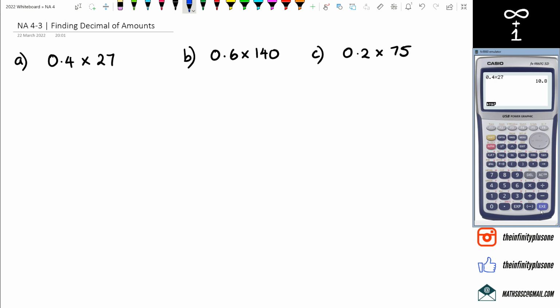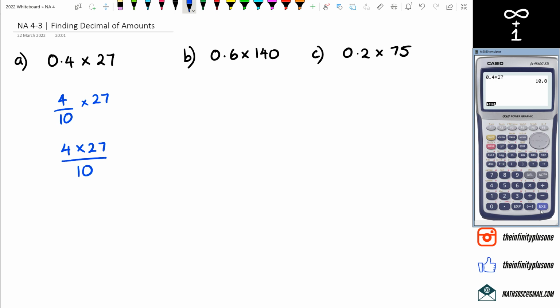Now I'm going to show you guys a couple of methods, and like I said, you pick whichever method you want to use. Whatever you're comfortable with, that's the one you want to be going with. All right, so let's get started. The first method is to convert that 0.4 into a fraction. If we convert 0.4 into a fraction, we get 4 over 10 multiplied by 27. Remember that when we have a fraction multiplied by a number, we can rewrite this as 4 times 27, and then that's divided by 10.